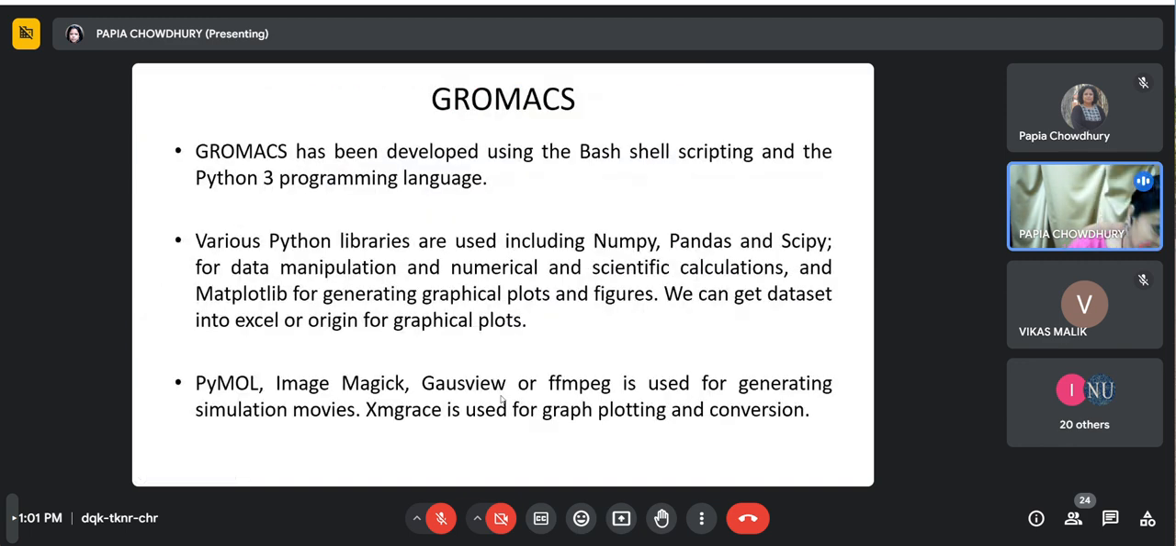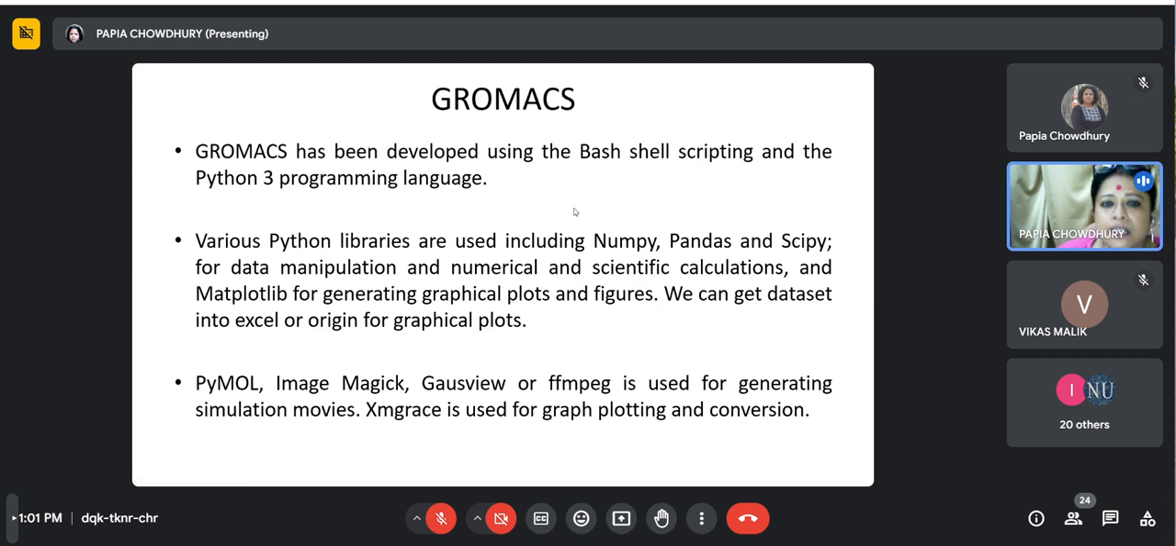And GROMACS, since I have worked with GROMACS, is free and Linux-based. For it, you generally use Bash shell scripting and the Python 3 programming language. It is necessary to run the GROMACS system. There are various Python libraries also available nowadays: NumPy, Pandas, SciPy for data manipulation and numerical and scientific calculation.